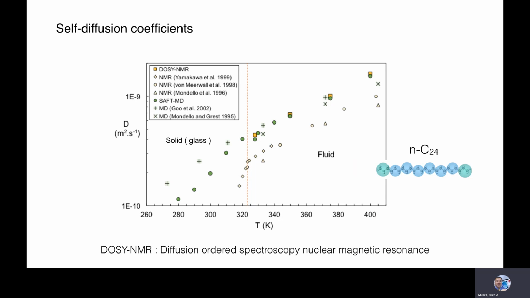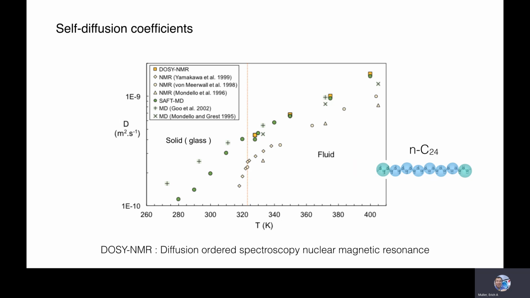Transport properties are also reasonably well described. In this example, I'm showing the self-diffusion coefficients of rather long alkanes, sometimes called waxes. In this case, it's the self-diffusion coefficient of C24, very close to its freezing point. To the left-hand side of the graph, we have the low temperatures corresponding to the solid phase, and to the right-hand side, we have the fluid.